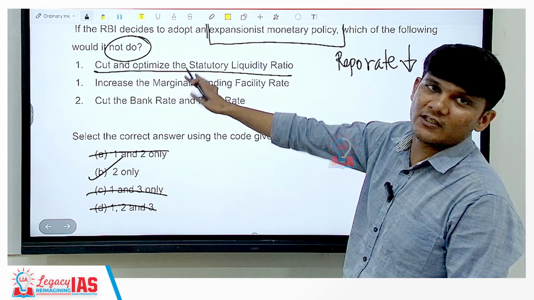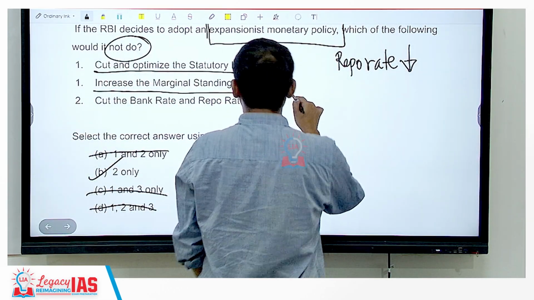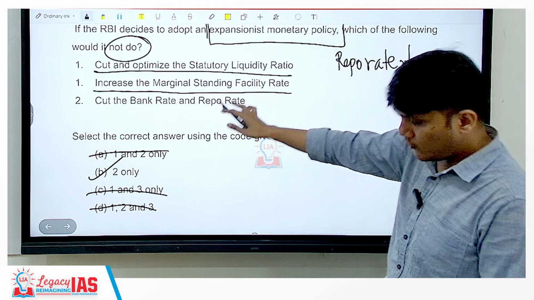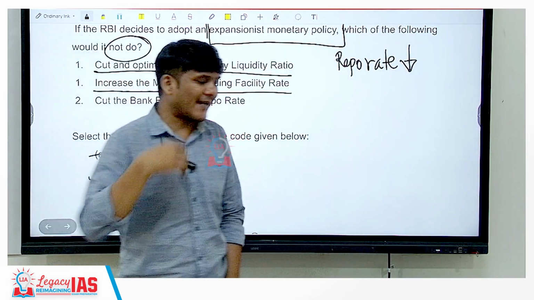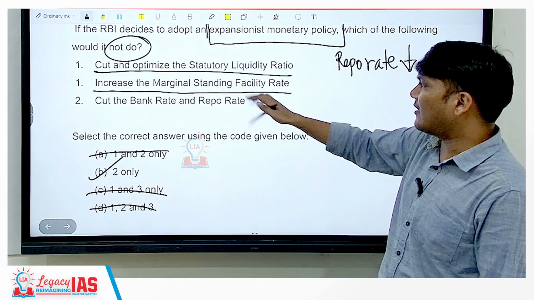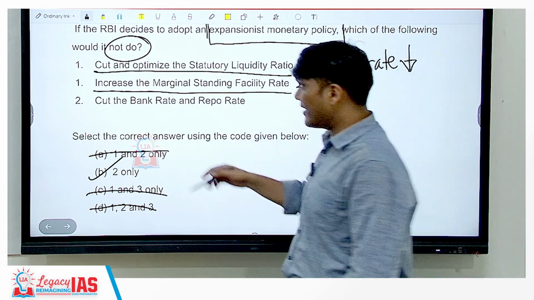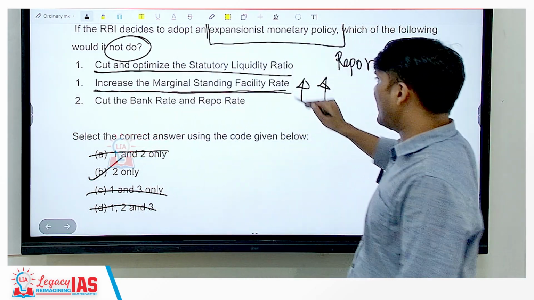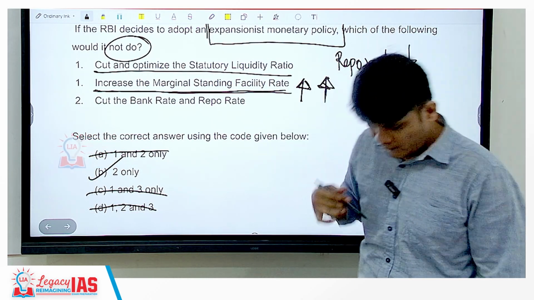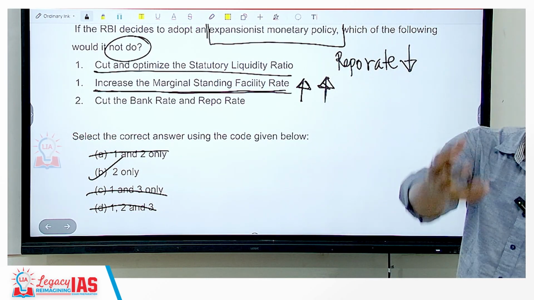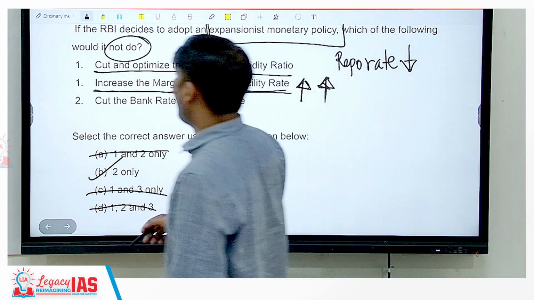But still, let us see the other options. Increase the marginal standing facility rate. Yes, it will not do this. Why? Because the marginal standing facility rate affects the rate at which the banks give you loan. If the marginal standing facility rate is high, the rate at which banks will give you loan will be high. So if RBI increases the marginal standing facility rate, then the banks will start giving you loan at a higher rate. Since they will give you at a higher rate, money will become costlier and you will want less money and there will be less spending. So this is something which the bank will not do.